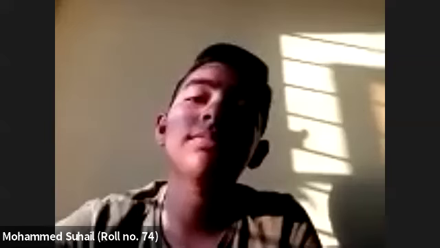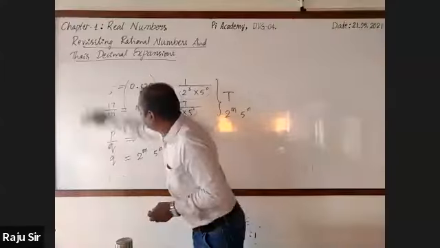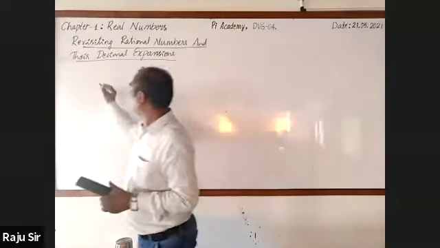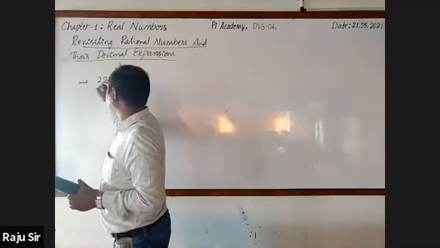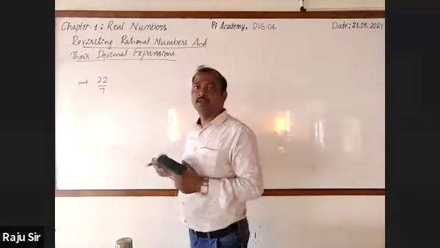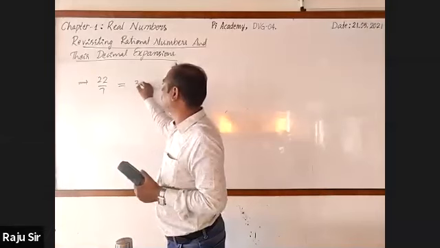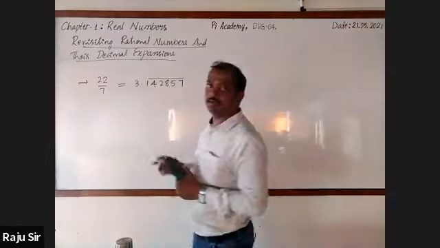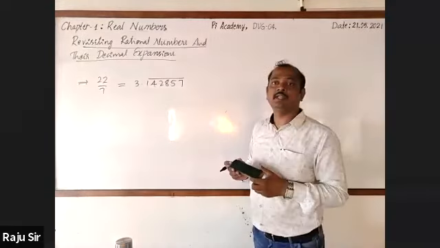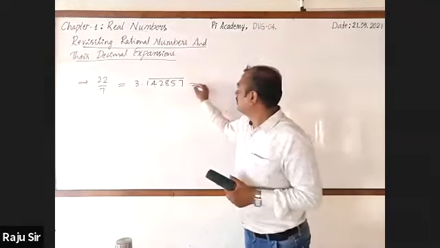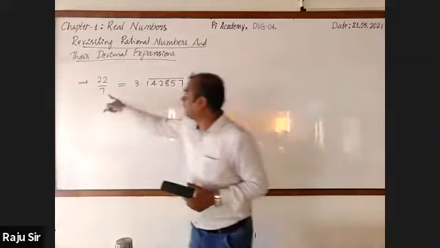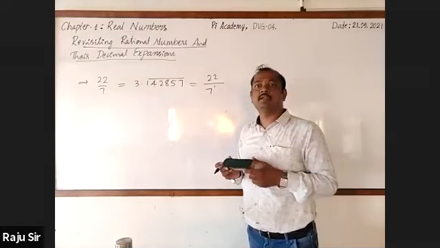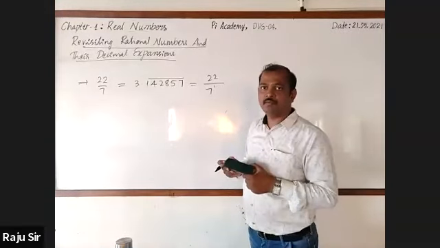Okay. Now, I'm going to take another example. Just observe. It is 22 by 7. This is also a rational number. Its decimal expansion is familiar to us. It is 3.142857 bar. It is non-terminating recurring. Observe the denominator. Denominator is 7. It can be written as 7 raised to the power 1.